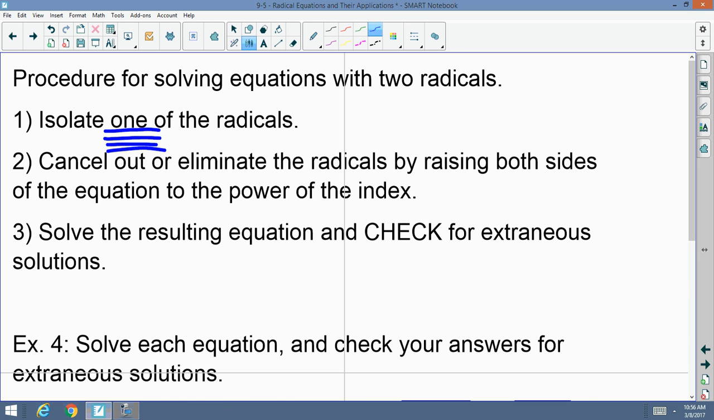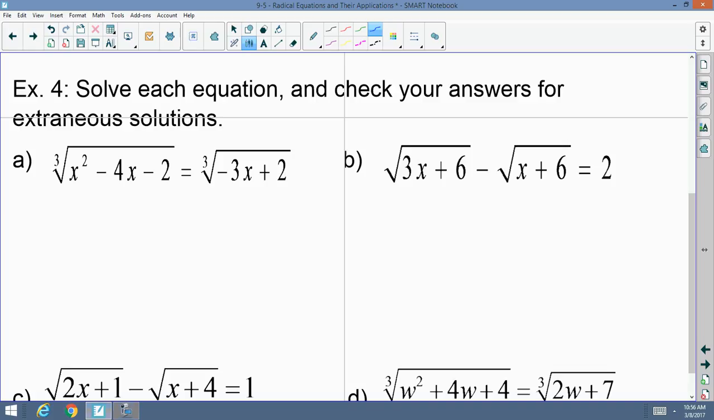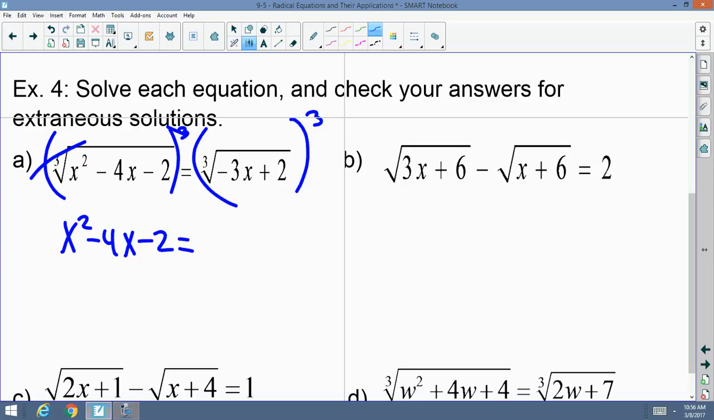Let me explain how this bad boy works. Let's say I have something like this. Well, in this case, this is nice and easy. I have a cube root equals another cube root, so I'm going to literally raise both sides to the third power, because that third power cancels out that cube root, right? That's 1/3. So I've got x squared minus 4x minus 2 equals negative 3x plus 2.